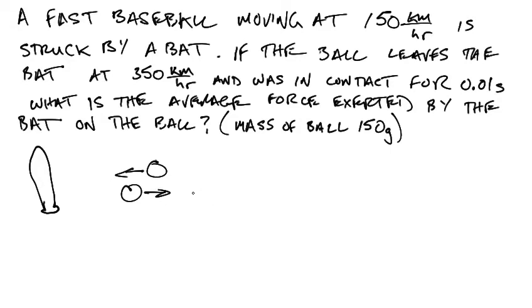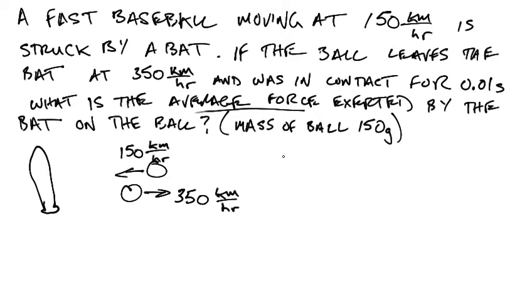and the ball is now traveling at 350 kilometers per hour, and it's coming at 150 kilometers per hour. So the question is, what's the average force exerted by the bat on the ball? And the mass of the ball is given.